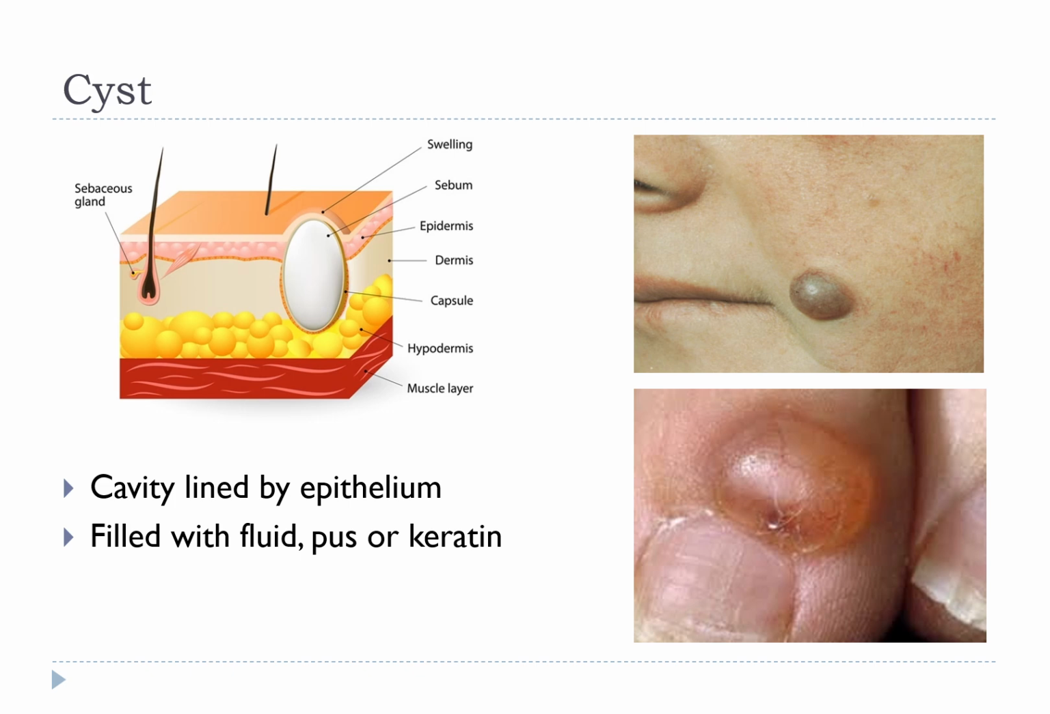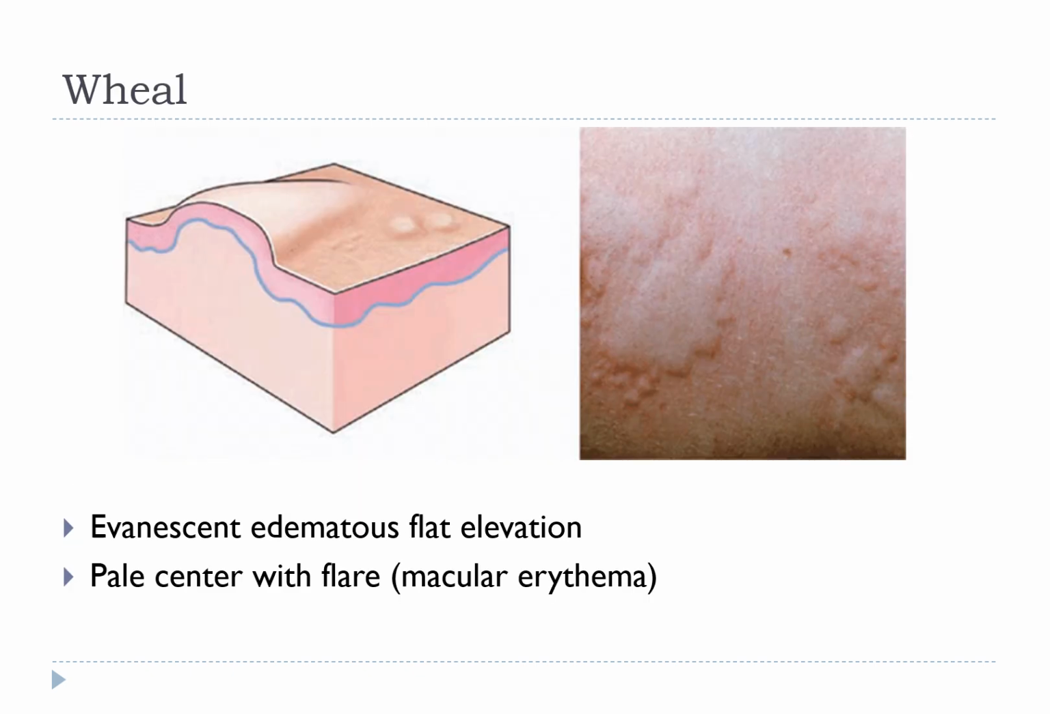A cyst is a cavity lined by epithelium and filled with fluid or semi-solid material such as keratin. A wheal is an evanescent or transient, oval, round, or irregular, slightly elevated lesion, characteristically with a pale center and a pink flare or margin. It occurs due to swelling in the dermis. This is the primary lesion in urticaria or hives.